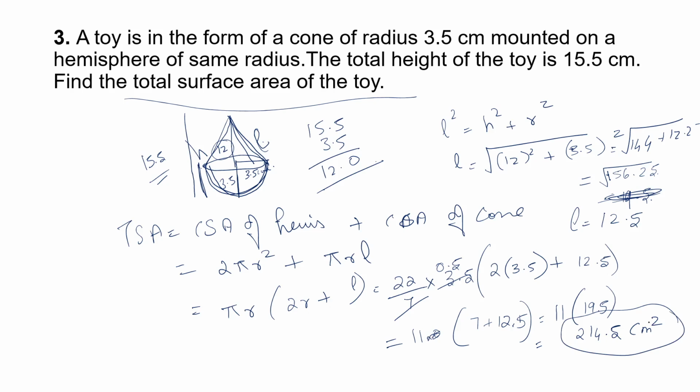You have to write the unit, or else your half mark will be cancelled there. Is this clear? The toy shape is drawn, and then we have calculated the height of the cone, because the total height is given, so we have to minus this height, and then we use both the formulas. Don't use h as l by mistake, this is also a mistake done by many students. So you have to calculate l square and calculate l, and then substitute here and find the value.